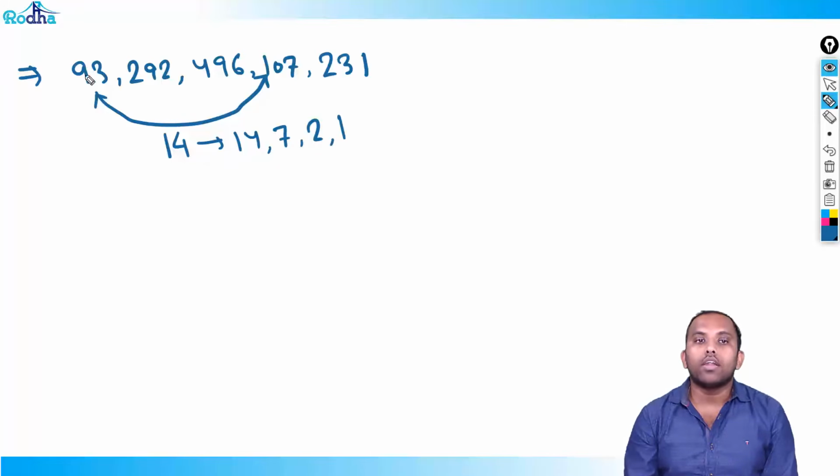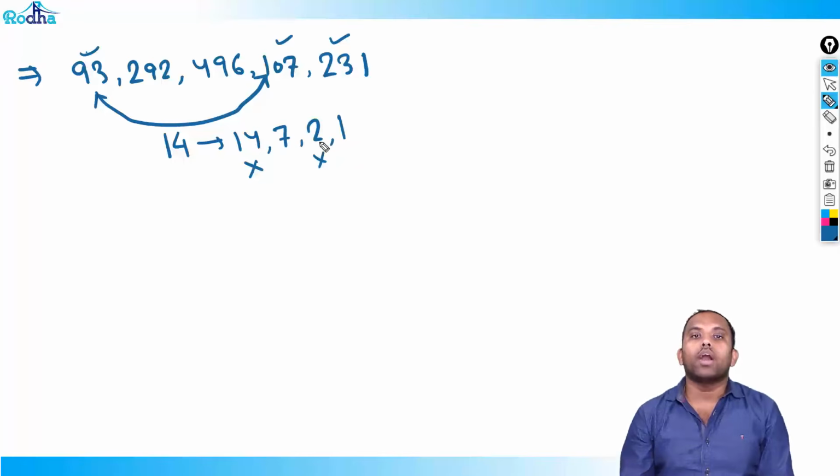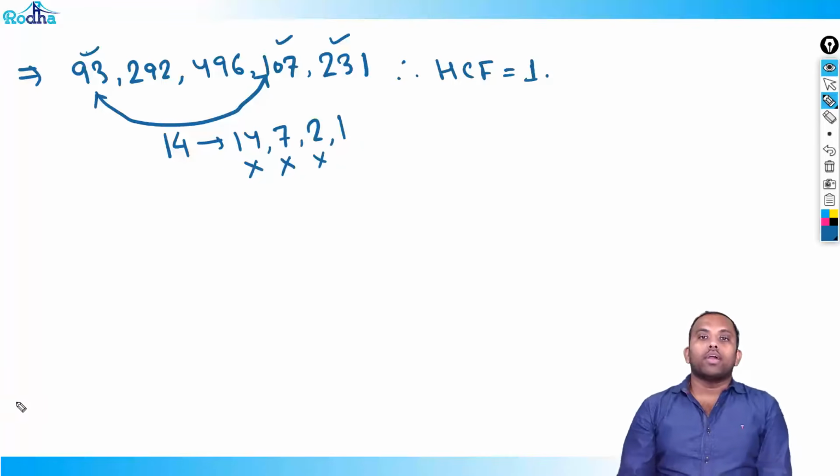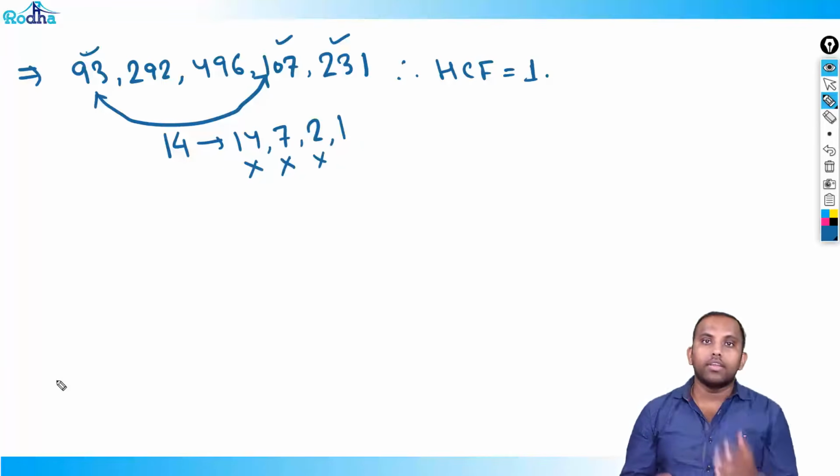Now, since there are odd numbers also here, 93 and 107, 231, these are odd numbers. So any even number won't divide any odd number. So obviously 14 and 2 can't be the HCF. Now come to 7. 7 should divide all the numbers, but you can see 7 doesn't divide 93. So I don't need to check the other numbers. So 7 is not the HCF. So what is the HCF? HCF is 1, right?